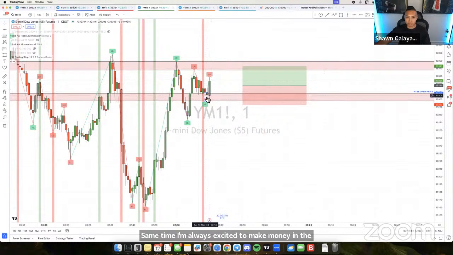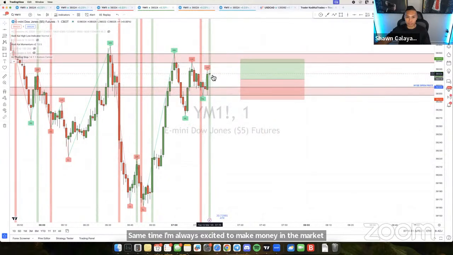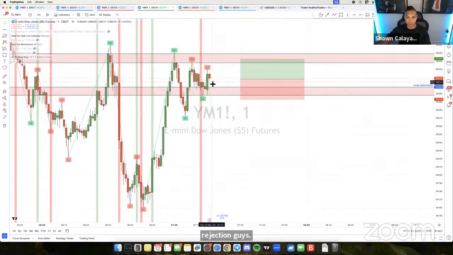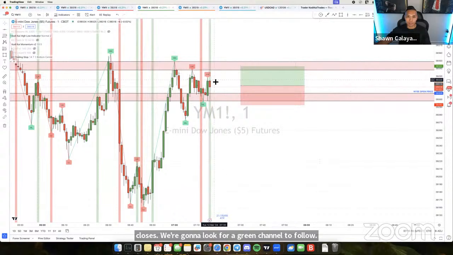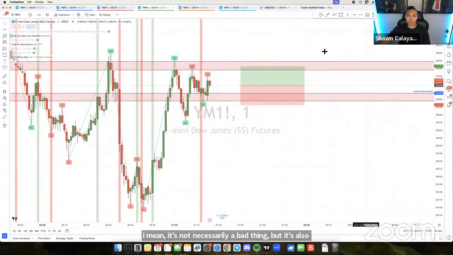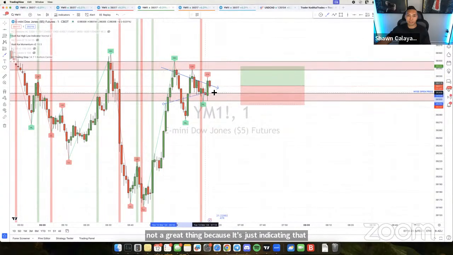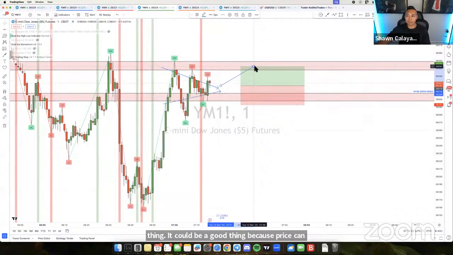All right, so right here we have the double body rejection, guys. We have a pending buy signal right here. If this buy signal closes, we're going to look for a green candle to follow. We're getting a lot of double bodies on both sides, which is not a really good thing. I mean, it's not necessarily a bad thing, but it's also not a great thing because it's just indicating that price is squeezing, right? So it could be a good thing or it could be a bad thing. It could be a good thing because price can spike to our TP. It could be a bad thing because it can also spike in the opposite direction.